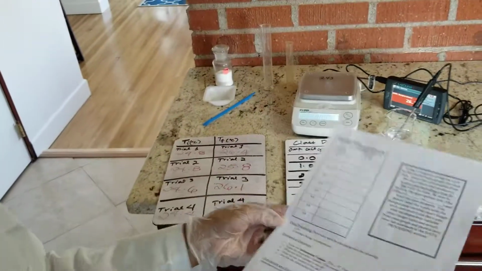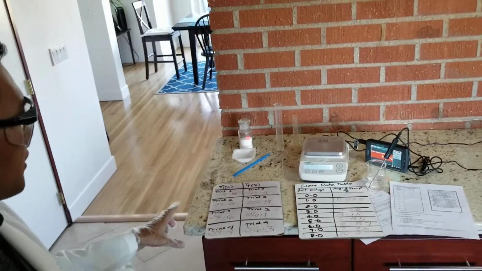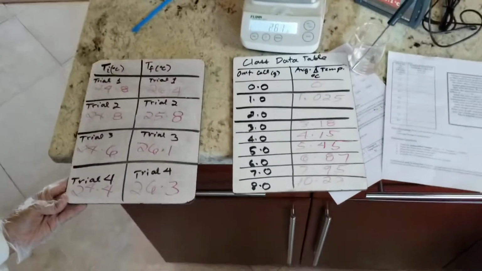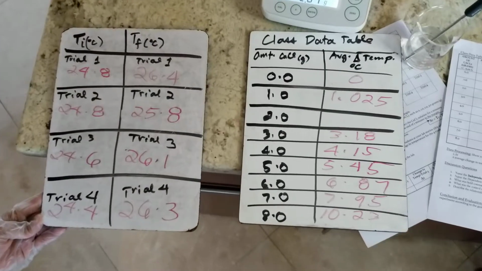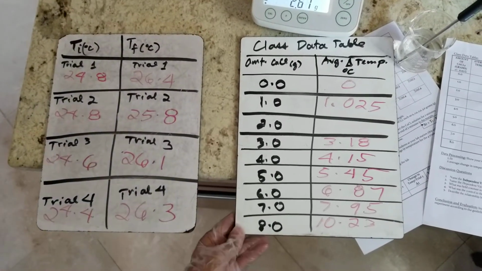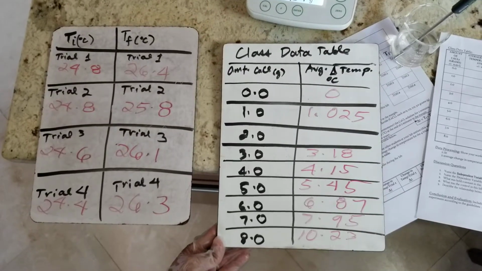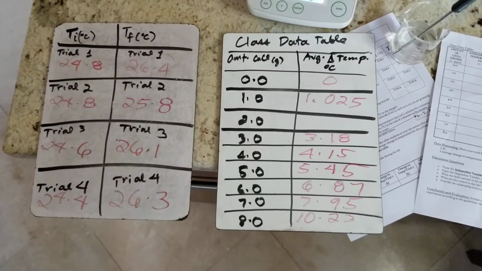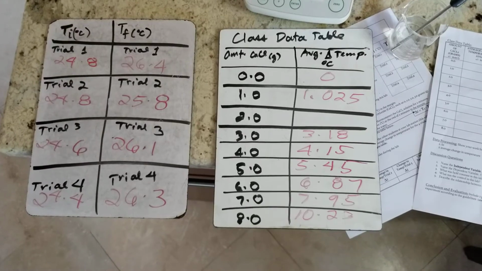Okay, here are the data again, just for good measure. Here's our initial and final for 2 grams. Here is our class data set, the table on the back, with missing information for 2 grams because you do have to calculate that. And all right, that's the end of our demo.